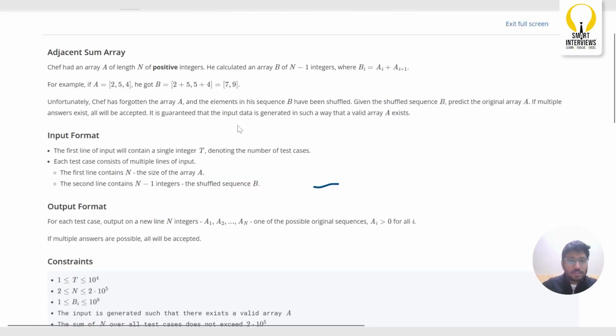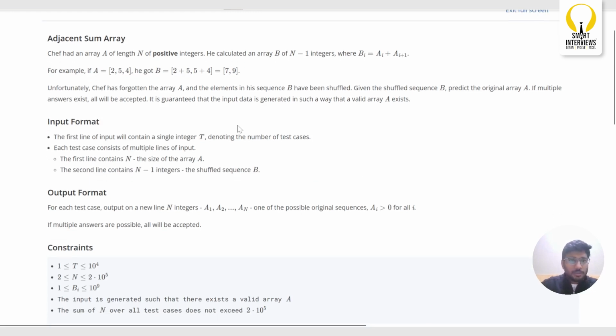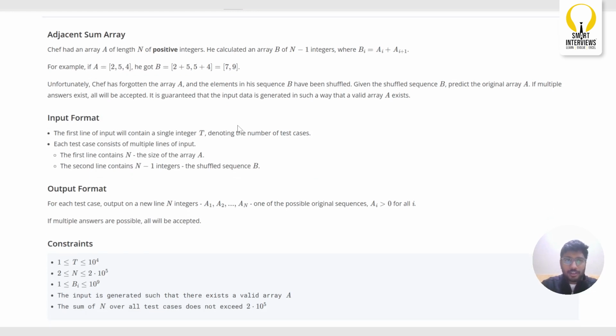So the question is adjacent sum array. Chef had an array A of length n of positive integers. He calculated an array B of n minus 1 integers, where B of i is equal to A of i plus A of i plus 1. Okay, so let us say we have A as 2, 5, 4. Now B can be calculated as 2 plus 5, which is 7, and 5 plus 4, which is 9. So this is how we get array B.